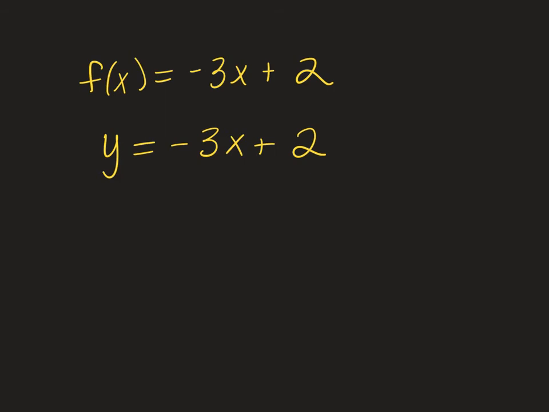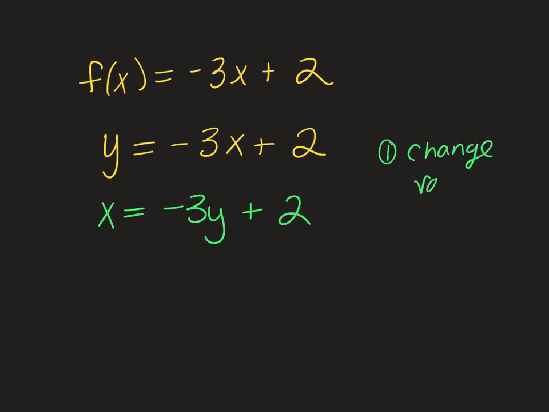The next thing we're going to do is swap our variables. So wherever there's a y, we're going to write an x. Wherever there's an x, we're going to change it to a y. Right, so that means that our new equation is going to be x equals negative 3y plus 2. All right, and then after we do that, we're going to solve our new equation for y.